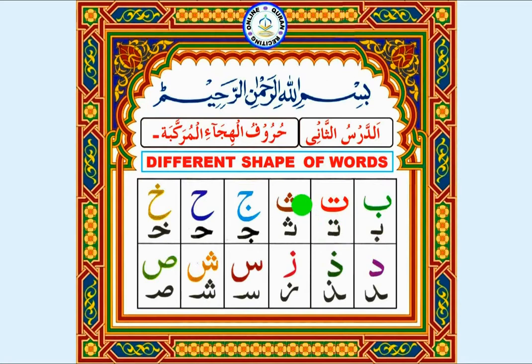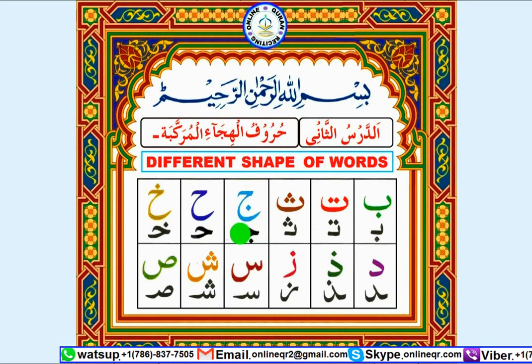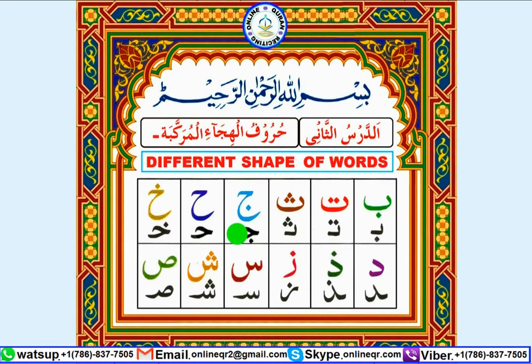This is sa. After using in sentence, its shape becomes like this. This is Jim. After using in sentence, its shape becomes like this.